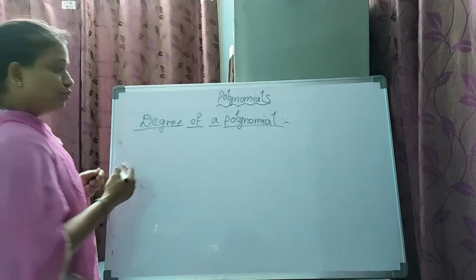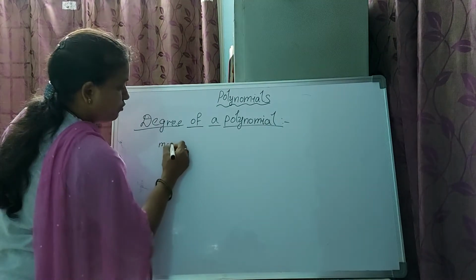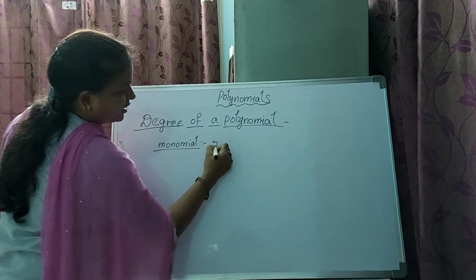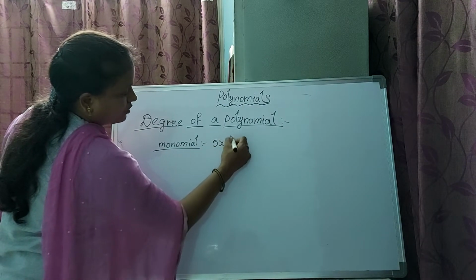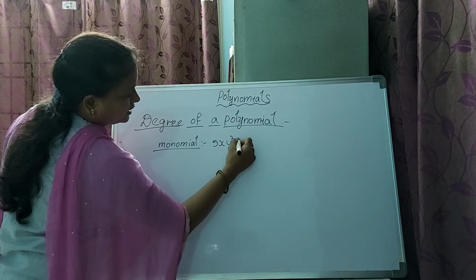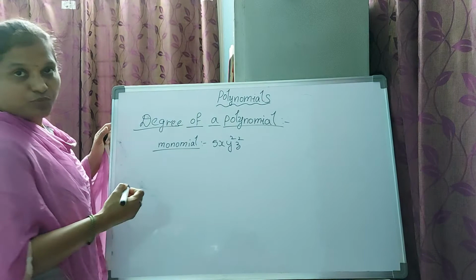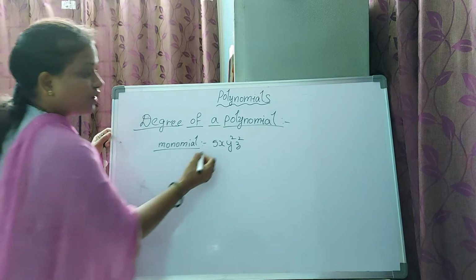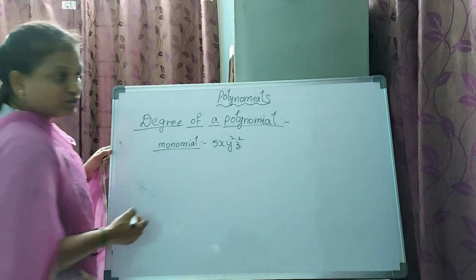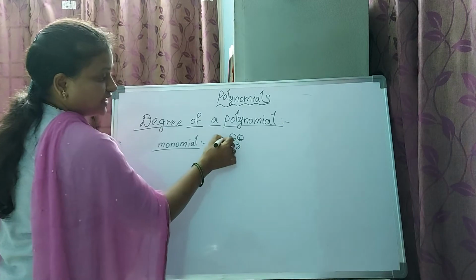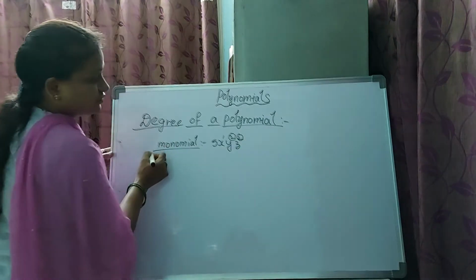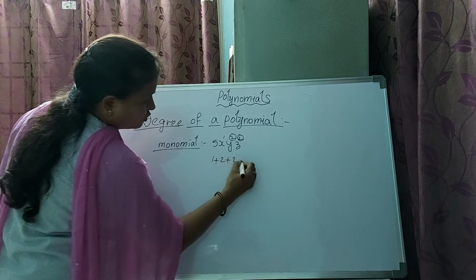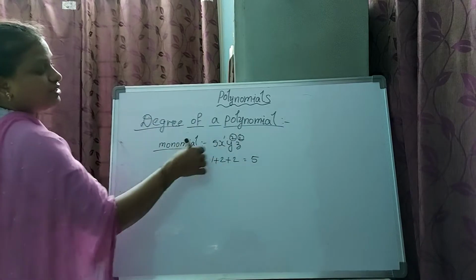See here, how to find the degree of a monomial. For example, this is a monomial: 5xy square z square. If a polynomial has a single term, we call it a monomial. What is the degree for this one? The sum of the exponents is the degree of this monomial. What is the sum? 1 plus 2 plus 2. So 5 is the degree of this monomial.